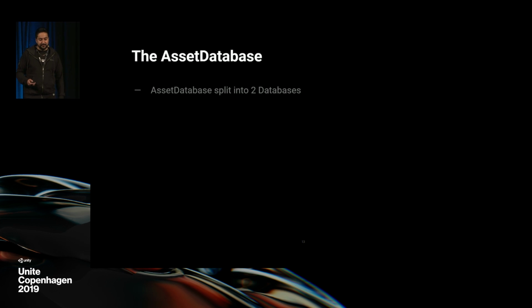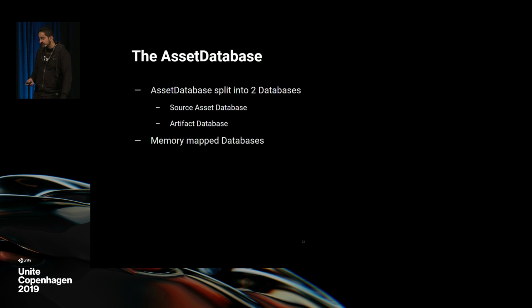If there are conflicts, it's going to lead to a reimport, and it's non-deterministic. So this is what I'm talking about. Now the asset database. It's split up into two databases. You can find them in the Library folder in Unity 19.3. We have the source asset database, and we have the artifact database. These are memory mapped databases that are transactional, so it's much more difficult to corrupt them. This is chosen on purpose so that we reduce the amount of corruption that happens in the asset pipeline. So ideally, you would not have to delete your Library folder. Fingers crossed.